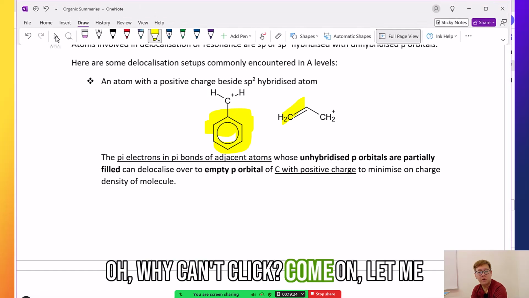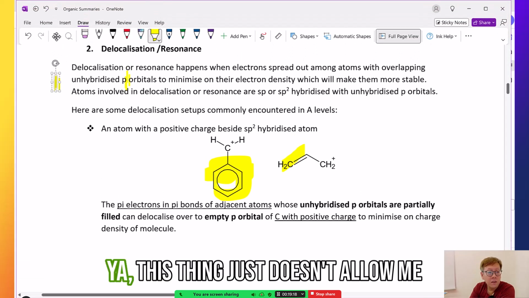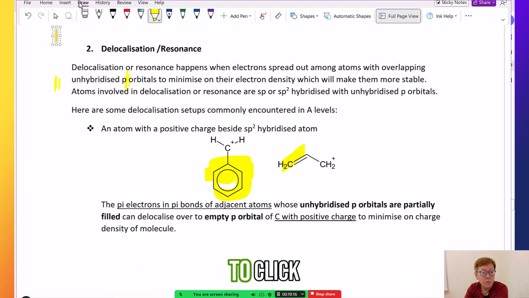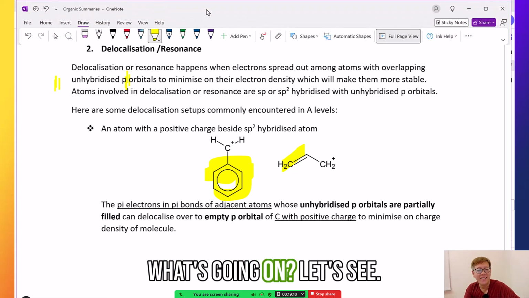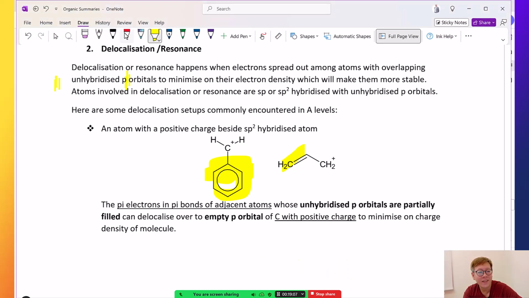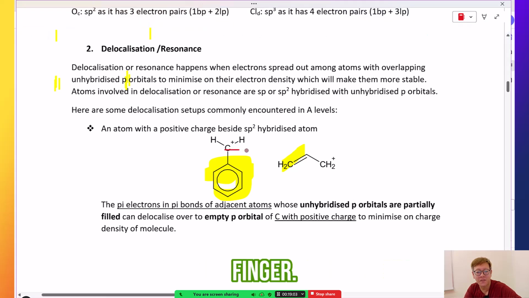Why can't I click? Come on, let me click. Yeah, this thing just doesn't allow me to click it. What's going on? Let's see. Okay, I cannot use the mouse, I must use my finger.